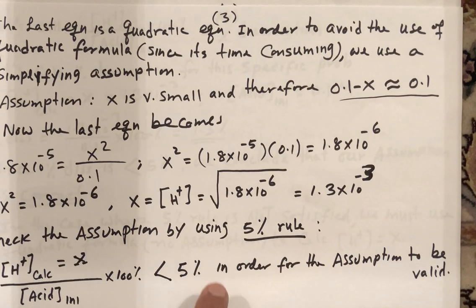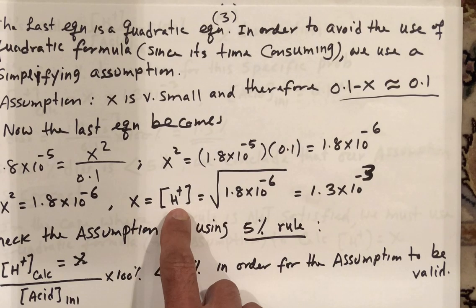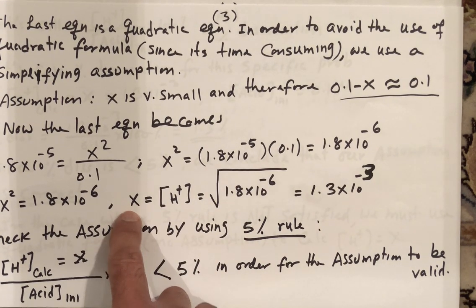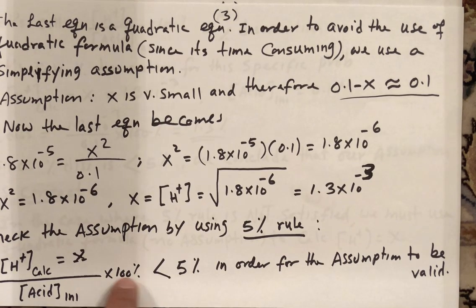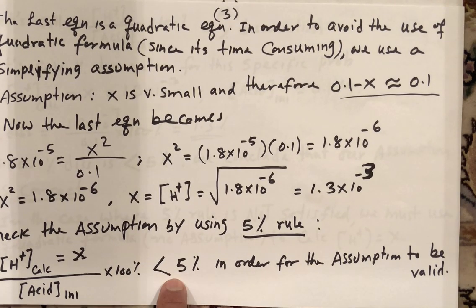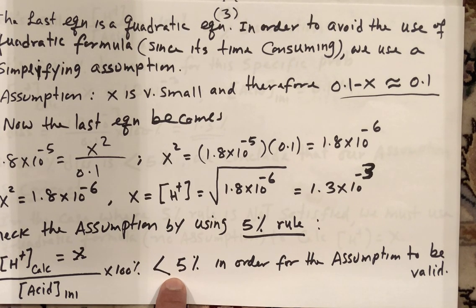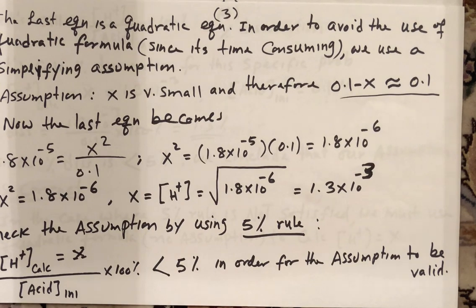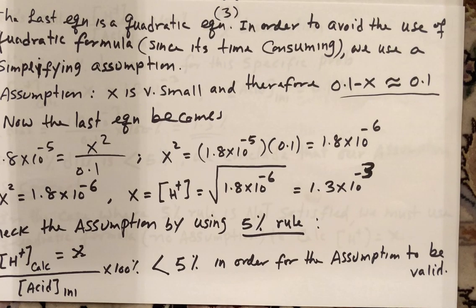Now, we always have to check the assumption. So in order to check the assumption, we use a rule called the 5% rule. So basically the 5% rule tells you that the H plus calculated, which is your X, divided by the initial acid concentration times 100% must be less than 5% in order for the assumption to be valid. If that's not the case, then we have to reject the assumption, go back to the initial formula and use a quadratic formula. But in most cases, X is actually small enough for the assumption to hold.